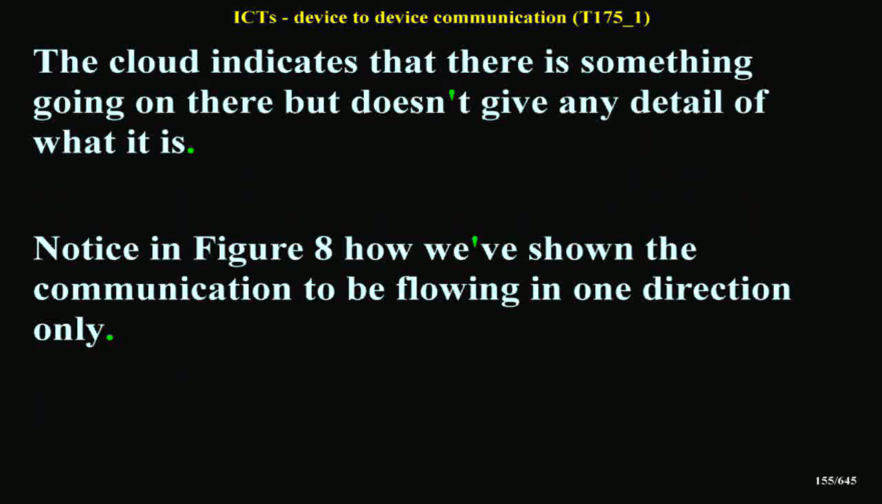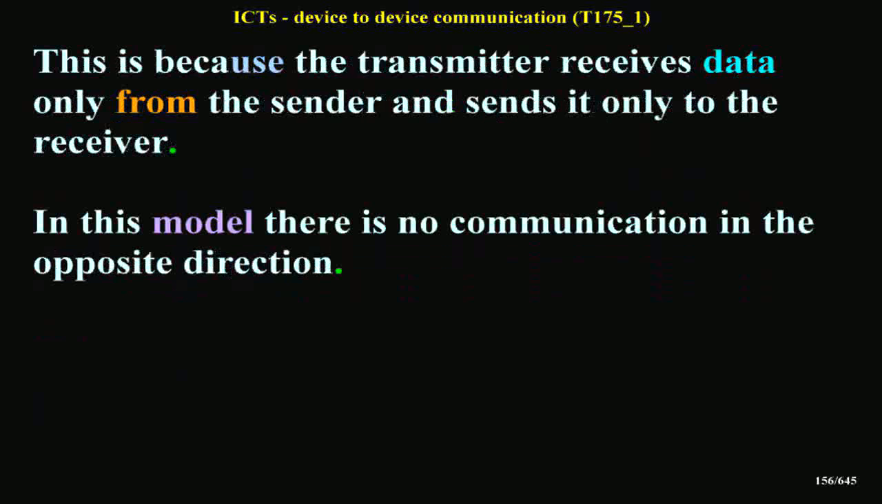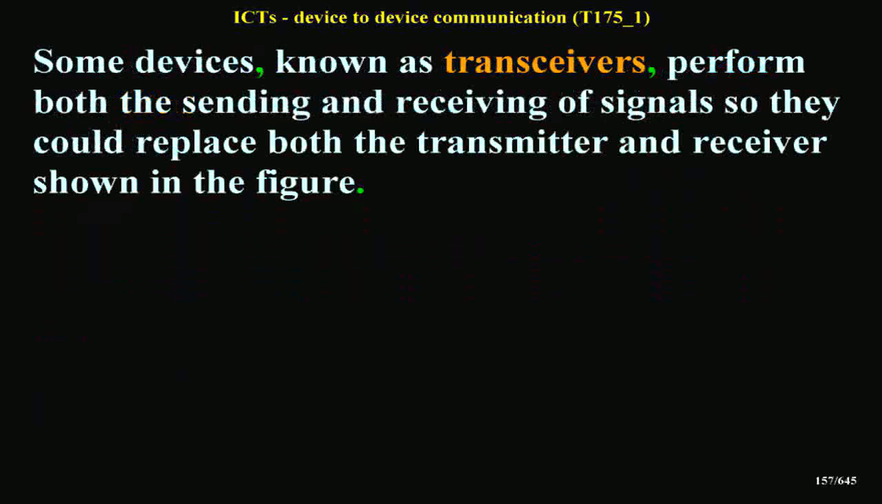Notice in Figure 8 how we've shown the communication to be flowing in one direction only. This is because the transmitter receives data only from the sender and sends it only to the receiver. In this model there is no communication in the opposite direction. Some devices, known as transceivers, perform both the sending and receiving of signals, so they could replace both the transmitter and receiver shown in the figure.